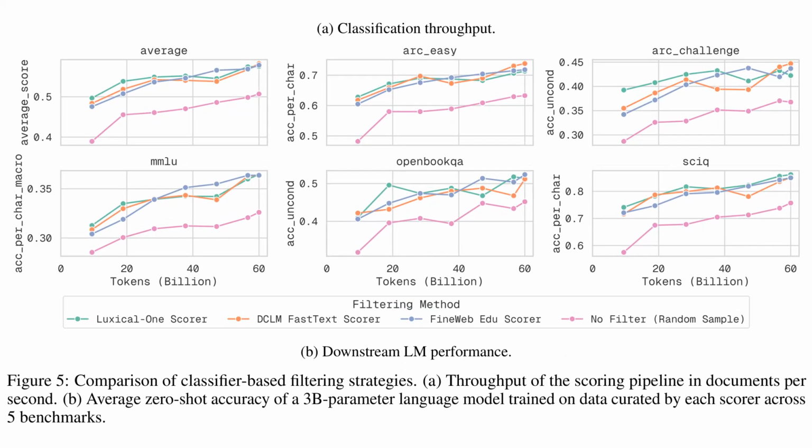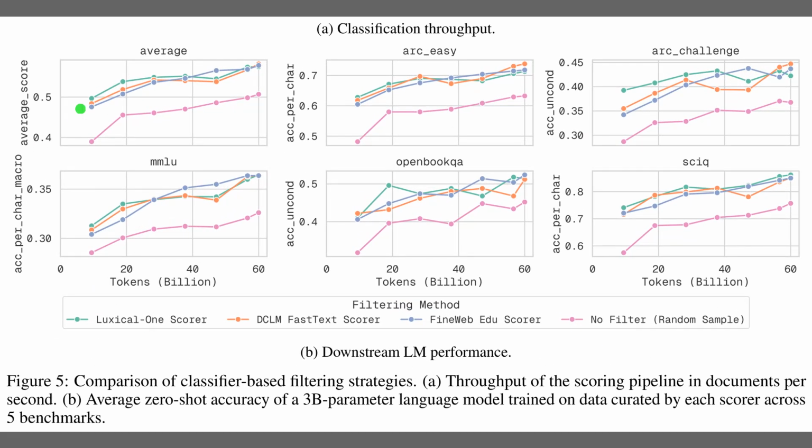So, Figure 5 ties speed to actual language model quality across several benchmarks. The top row of panels shows that the Luxical 1 score processes documents as fast as, or faster than, the fastText-based and FineWeb-Edu scorers across all token budgets. The bottom row then shows downstream accuracy, where models trained on Luxical curated data closely track the best baselines and stay far above the no-filter random sampling curve. This pattern means Luxical delivers near state-of-the-art data quality while keeping the filtering pipeline extremely fast.